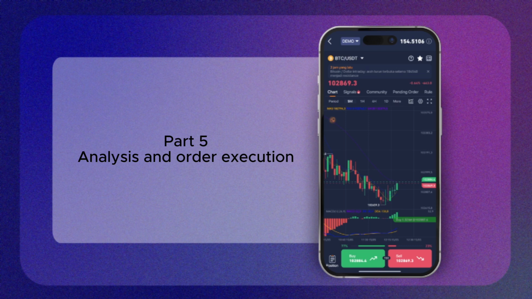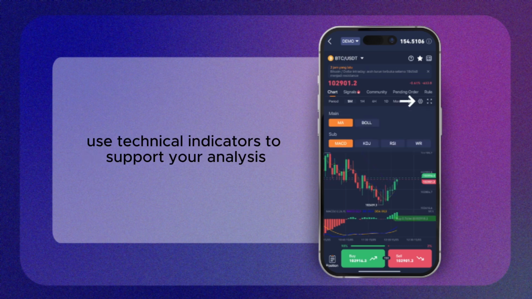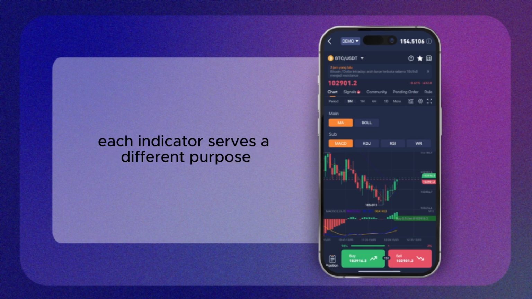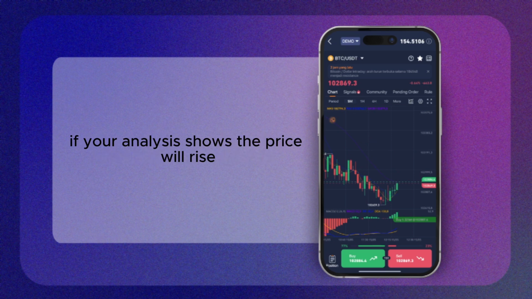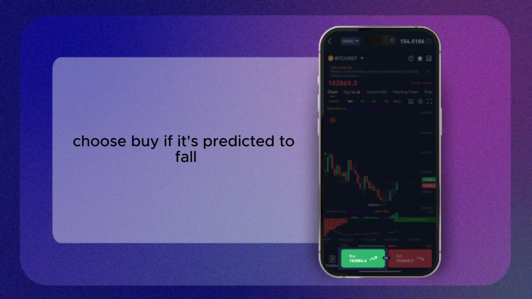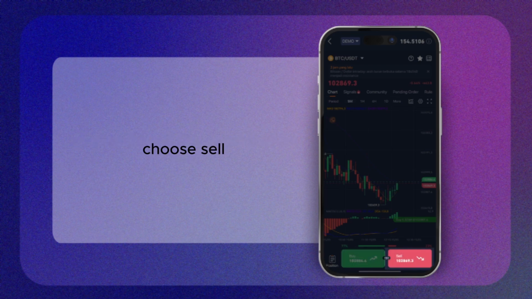Part 5. Analysis and Order Execution. Use technical indicators to support your analysis. Each indicator serves a different purpose, so be sure to learn how they work before using them. If your analysis shows the price will rise, choose Buy. If it's predicted to fall, choose Sell.